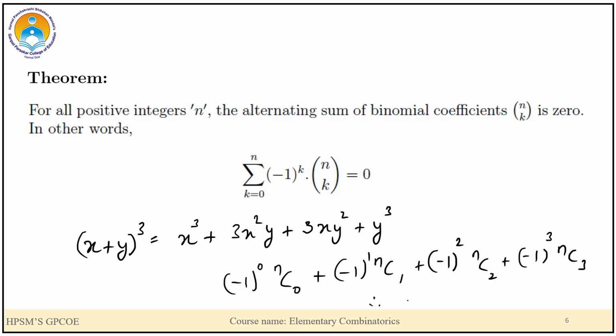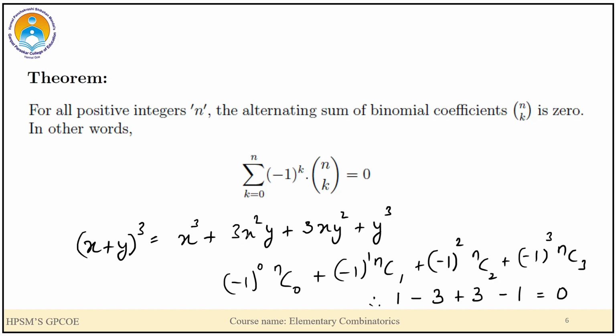This gives me nC0, which is 1, minus 3 plus 3 minus 1. And this sum, as you can clearly see, comes to 0. So what this theorem basically tells me is that for every coefficient, the negative of that coefficient will also be present in my expansion. Alright, let us prove this here.